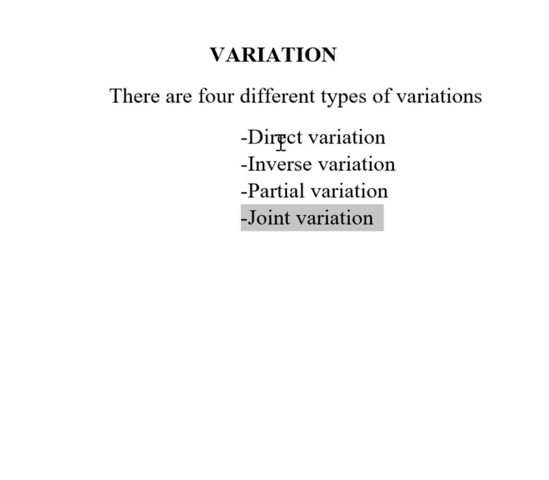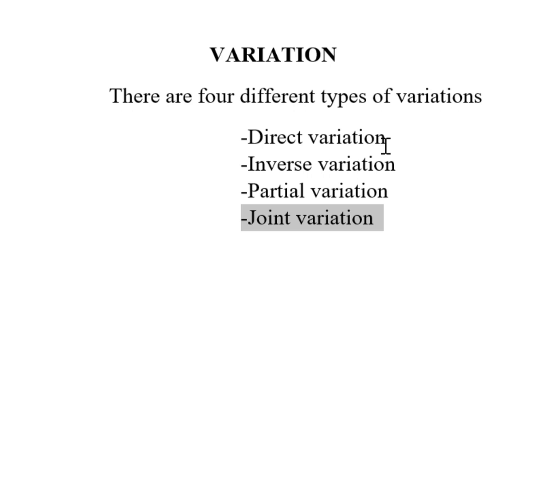Direct variation is one in which an increase in one variable results in an increase in the other variable, and vice versa. So an increase in one variable results in a corresponding increase in the other variable, and a decrease in that first variable results in a corresponding decrease in the second variable it's related to. So that is what direct variation is.